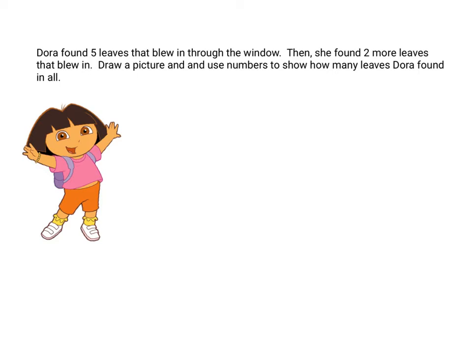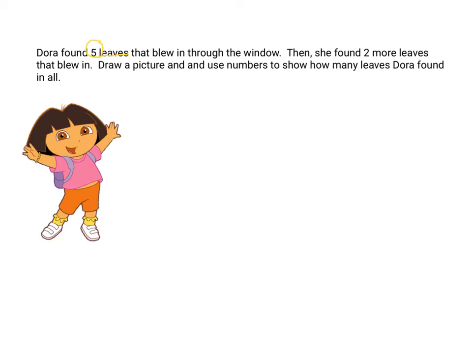Boys and girls, I always think it's easiest to draw a picture first. So let's go ahead and reread this one sentence at a time, and we can draw the parts that we know. The first sentence says, Dora found 5 leaves that blew in through the window. I went ahead and circled the number 5 in that sentence and the word leaves, since I know that that's what I'm going to be looking for first.